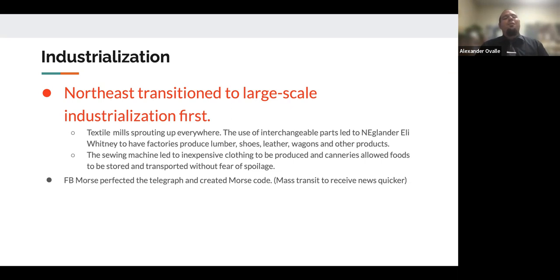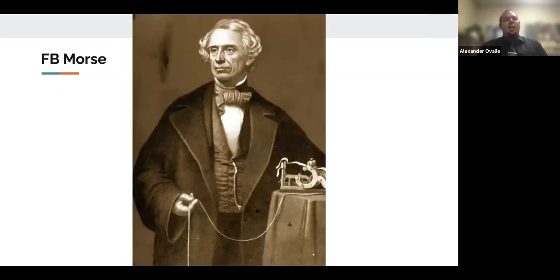And F.B. Morse perfected the telegraph. Remember, last year, the Industrial Revolution was all about innovation, tinkering, and improvements. So the telegraph was created, and it would be improved and then perfected under Morse. And he's going to create a system of communication named after him, known as Morse code, the tapping of the telegraph. So mass transit was able to receive news quicker. And yeah, here's Morse and his telegraph.